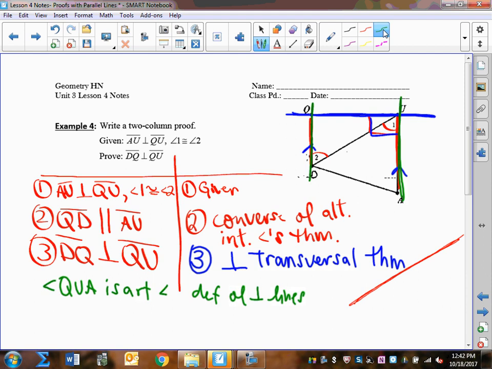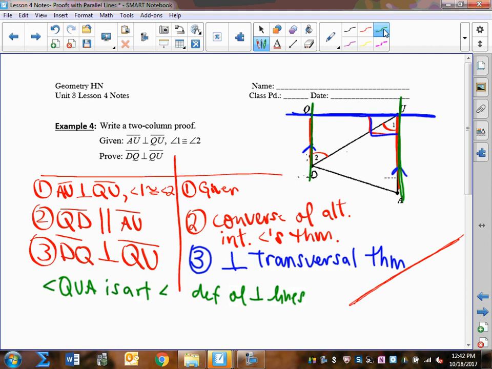But no, you're asking the right questions, because when I go through your proofs and you say something outlandish, I go, how do you know that? I do go back and follow to make sure you have the right thinking. That's good. All right, so we could have said QUA is a right angle.